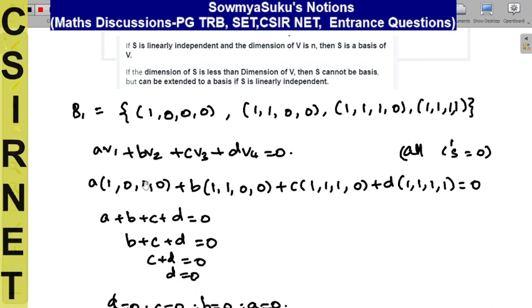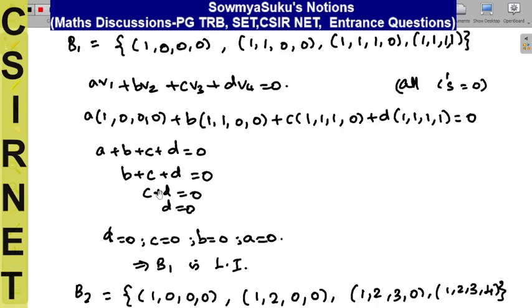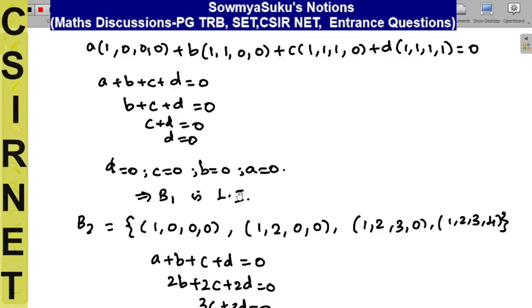Now take the third element: c plus d equals 0. And take the last element: d equals 0. Substituting d equals 0 gives c equals 0, then b equals 0, and a equals 0. So if all the coefficients a, b, c, d are 0, then we can say the corresponding set is linearly independent. Let's check the second one.